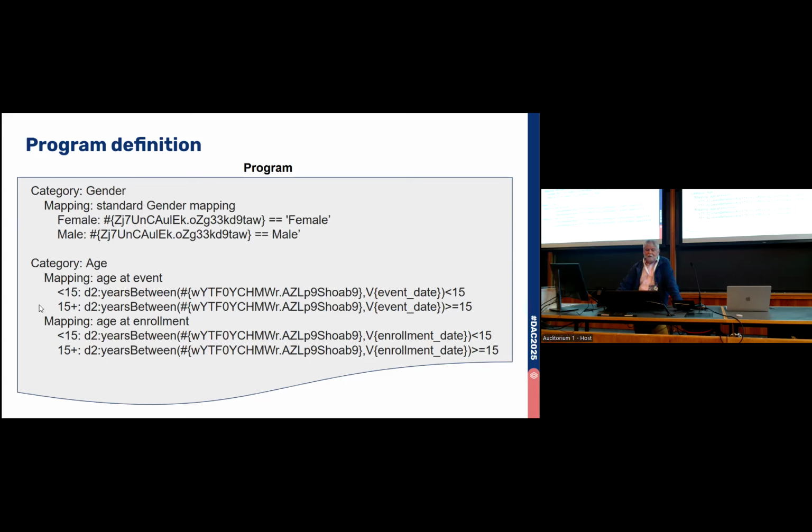Sometimes a category may have more than one mapping, particularly if you have a category of age. You may want to have one mapping, one program indicator wants to show the age at the time of the event. And then maybe a different program indicator may want to show the age at the time of enrollment. Maybe you want to show the age at the time of the reporting period start. All these are different things that you can script differently and allow a program indicator to choose which mapping it wants to use for a particular category.